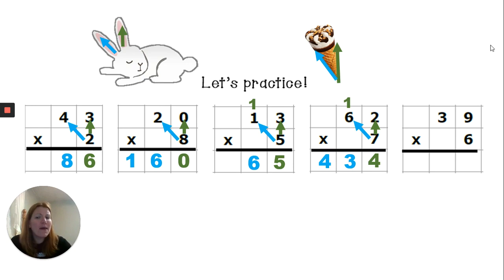And then my last problem that we're going to try today is 39 times 6. So we would do 6 times 9. 6 times 9, remember your 9 trick. So if I hold up all of my 9 fingers and I count down 1, 2, 3, 4, 5, 6, I'm going to lay the 6th finger over, and you can do 54. So 54. Then I'm going to go ahead and multiply my tens place.